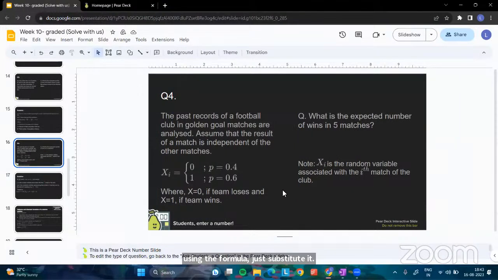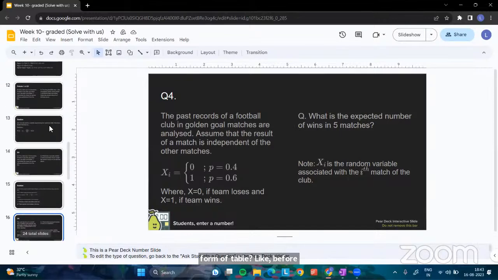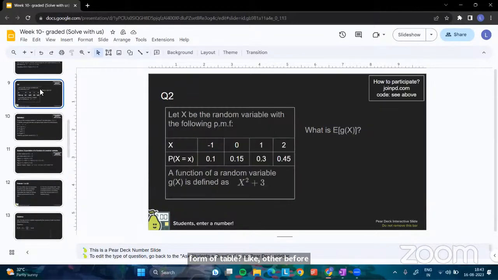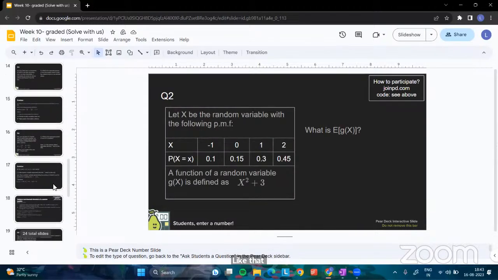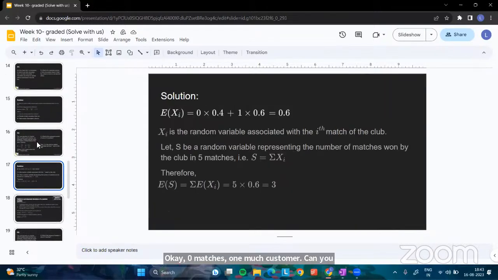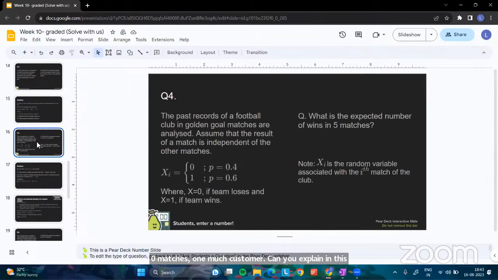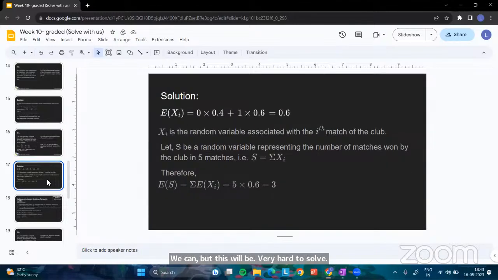Ma'am, can we do this problem in the form of a table before the question answer? Xi and probability of Xi. Like this? 0 matches, 1 match. Yes, ma'am. Can you explain in this? We can, but this would be very hard to solve. It would take a long time to solve it. So this is how they're expecting you to solve it.